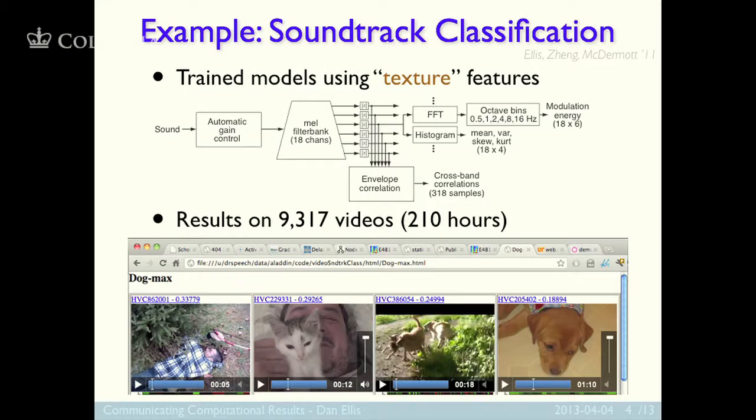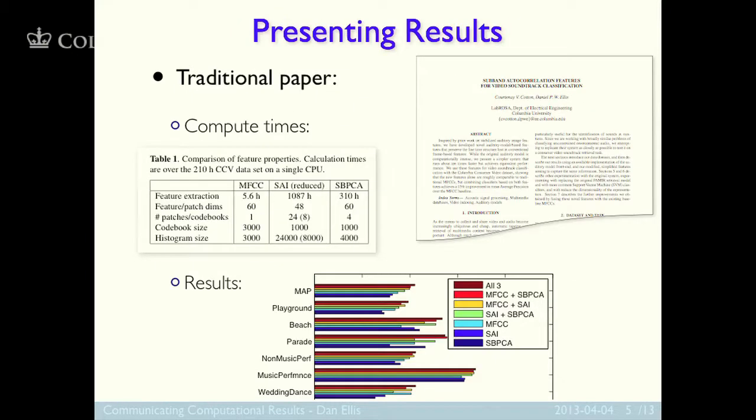So we implemented these parameters for arbitrary soundtracks, and then we built a machine learning classifier that tries to rank this large collection of videos, this 200-plus hours of videos, according to those measures. So how do we present these results? Well, this is the current practice.